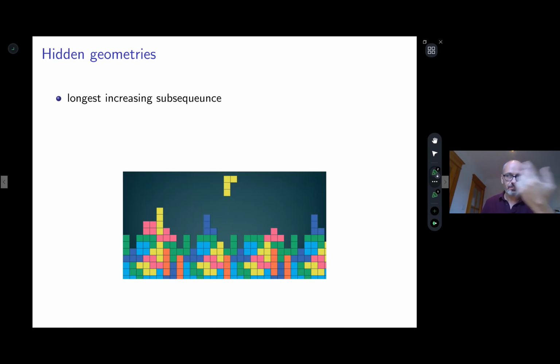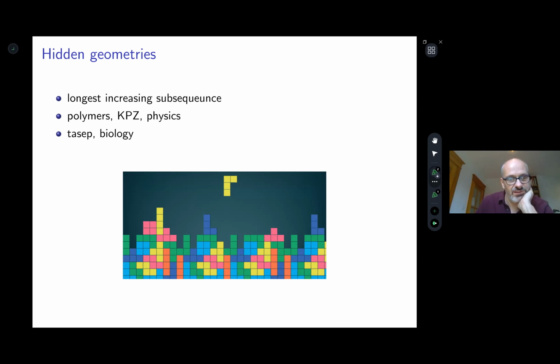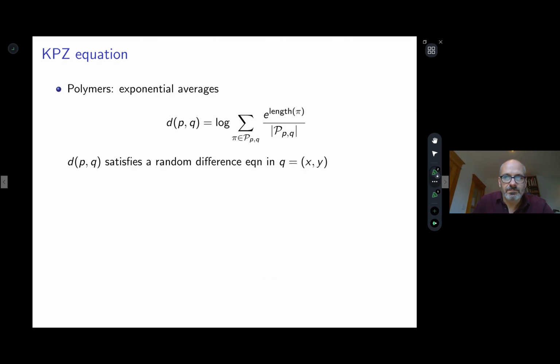Okay, so what happens in these hidden geometries? Well, there's long-lasting secreted substances, polymers, and so on. These are things that you expect to converge to these limits. I'll tell you a little bit about these, and one of them is called the KPZ equation.